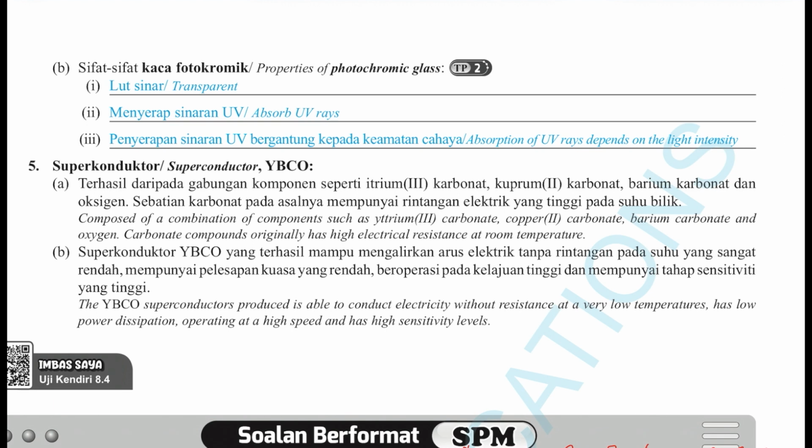So for superconductor YBCO, composed of combination of components such as yttrium-3 carbonate, copper-2 carbonate, barium carbonate, and oxygen. Carbonate compound originally has high electrical resistance at room temperature. The YBCO superconductors produced is able to conduct electricity without resistance at very low temperatures, has low power dissipation, operating at a high speed, and has high sensitivity levels.